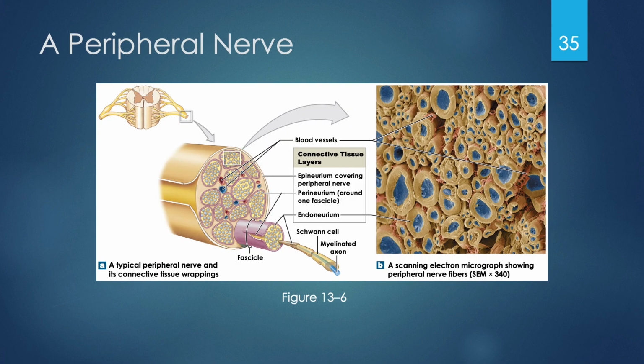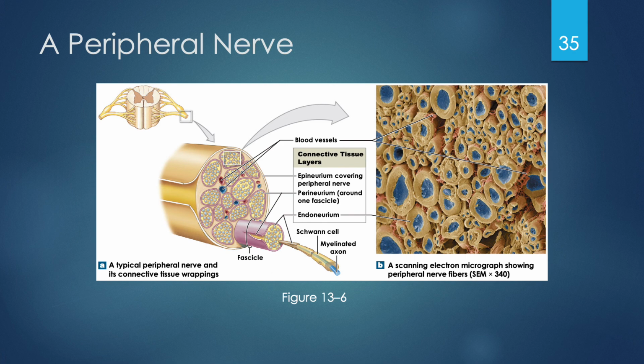Figure 13-6 in your text shows you a scanning electron micrograph of peripheral nerve fibers, and it also shows you a schematic on the left of what a typical peripheral nerve looks like with all of the different types of connective tissue wrapping it together, holding it tight. At the most outer aspect, of course, we're going to have our epineurium, right? It's the grandest, largest outer covering, so it's covering the whole entire peripheral nerve. And then you're going to see there are little bundles inside of nerves that have that pink circle around them, and that is perineurium. They're around fascicles, which are bundles of axons.